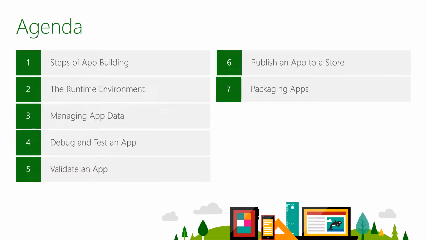Let's have a quick look at the agenda. First off, we're going to be looking at the steps of app building. Secondly, we'll be talking about the runtime environment. Then we'll be looking at managing app data. The fourth section is going to be about debugging and testing an app. Then we'll look at validating an app. Then we'll look at publishing an app to a store. And finally, we'll look at packaging apps.